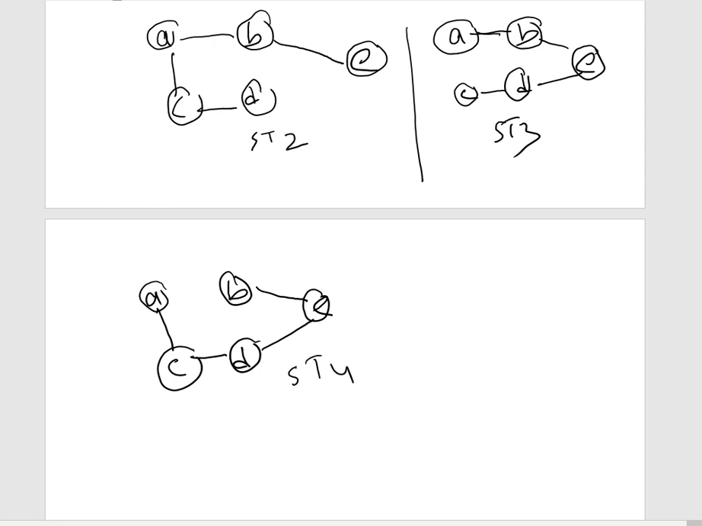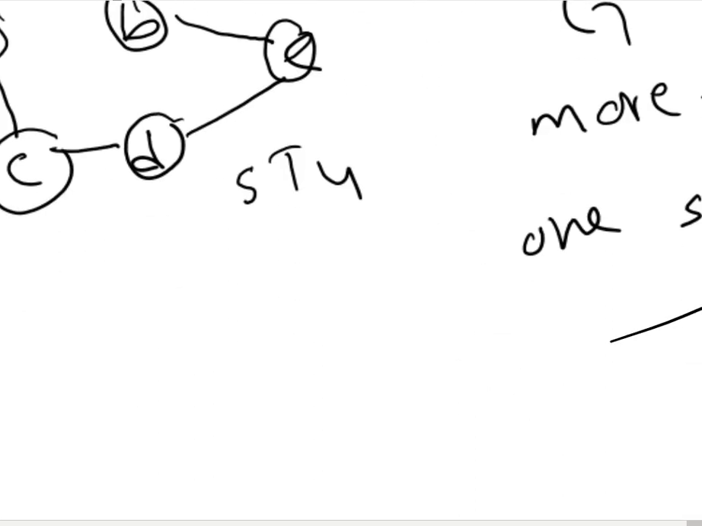So what we can say here is, a graph G can have more than one spanning tree. That's what we can say in this graph. So this is a spanning tree. Now let me give one more example for this spanning tree.